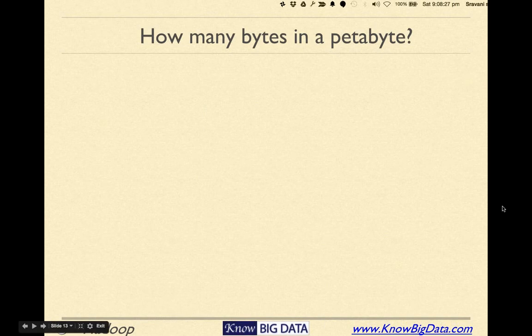Now, question to all of you is, how many bytes in a petabyte? I'm sure everybody knows, but just to keep everybody on the same page. So how many bytes are there in a petabyte of data? Great, great. Most of you have guessed it correctly.